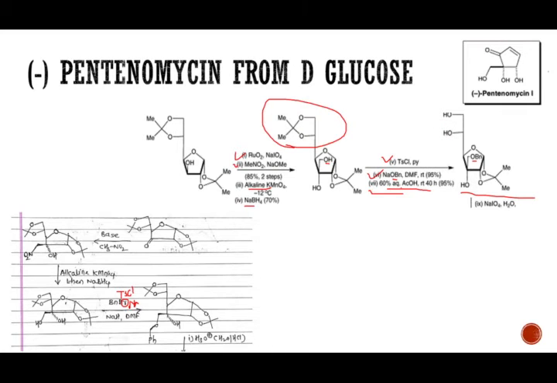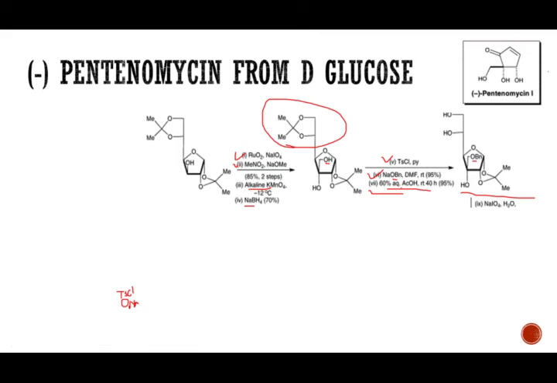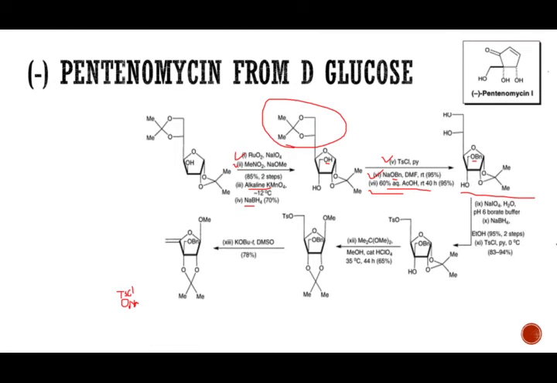Okay, now let's go for the next reaction. The next reaction is very simple. It is NaIO4 oxidation and then NaBH4 reduction. So friends, can you guess which functional group will be affected with this NaIO4 oxidation and then NaBH4 reduction?